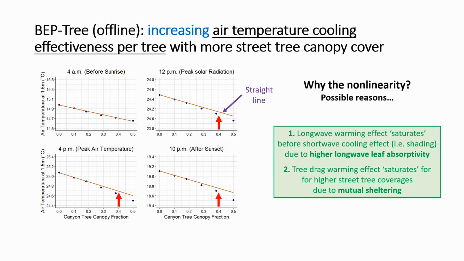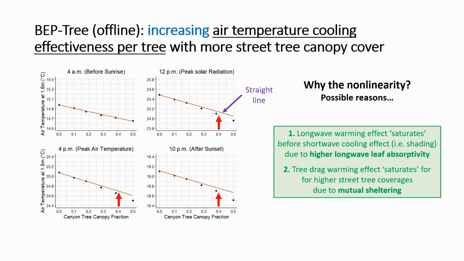And we've run some simple experiments offline where we essentially do the same thing. We increase the tree cover in the canyon. And what we find is actually the opposite. We get a slight increase in cooling efficiency per street tree as we increase the tree fraction, at least during the day. And so why this nonlinearity?